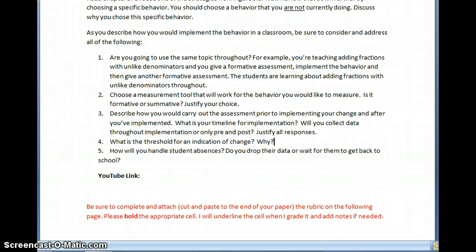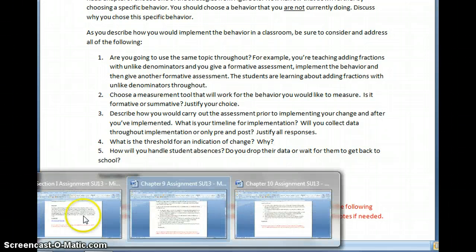So what would you do if the student wasn't there when you gave one of the assessments? Or what would you do if the student was there for the assessment but was absent for 75% of the instruction? Are you going to drop their data? Are you going to try to reteach them? Think about what exactly you would do with that. And just explain what you would do.